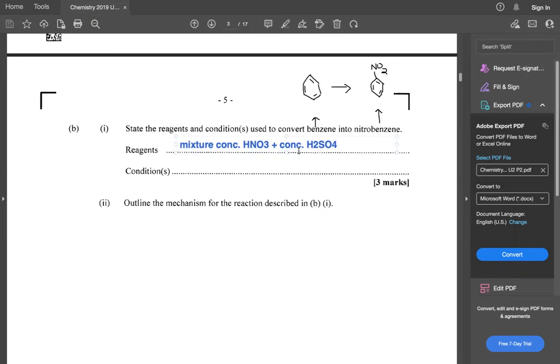And the conditions are that we need a fairly low temperature, particularly for this nitrating mixture. So we're going to have a low temperature, and that temperature is going to be around 50 degrees C. So I'm going to write that temperature here. So we need to have a temperature of around 50 degrees Celsius for this reaction, okay? So that's this. So that's that, right? That's our answer.